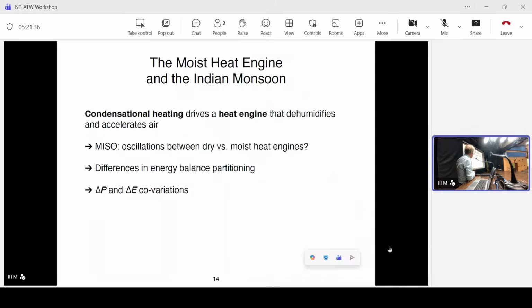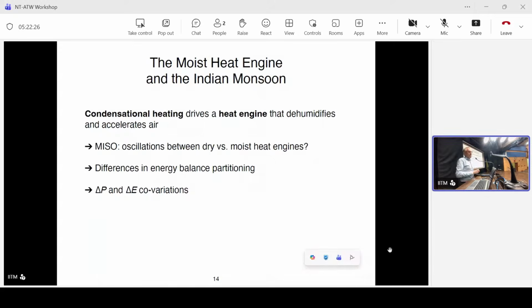The other part is that there are certainly differences in energy balance partitioning between these two engines. And last but not least, this is less about the moist heat engine and more about the discussion we had yesterday with one group. We're dealing with precipitation anomalies and evaporation anomalies. The model showed that in the humid areas, with an increase of precipitation, you also had an increase in evaporation instead of a decrease. If you want to talk about that, I think we discussed it last night and came up with what the explanation could be.